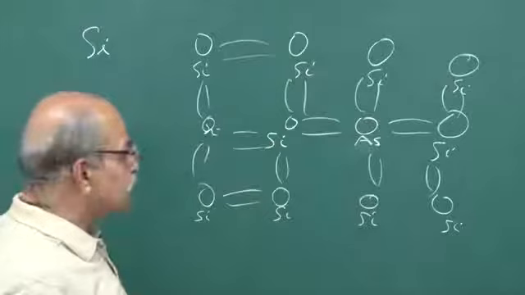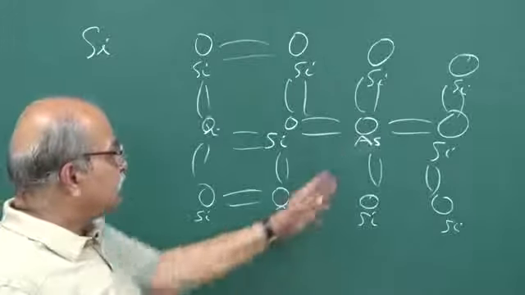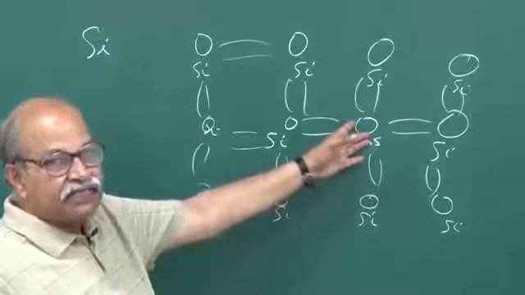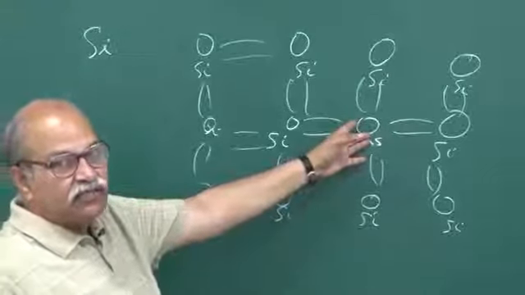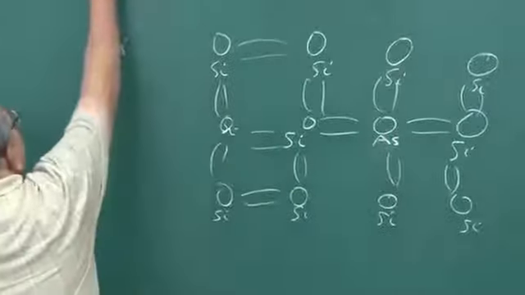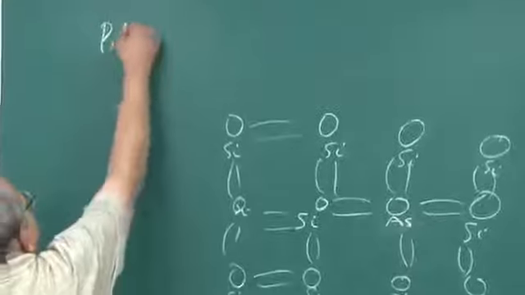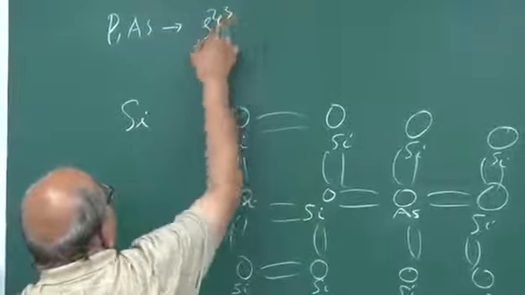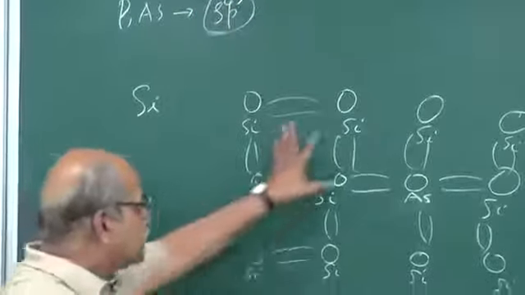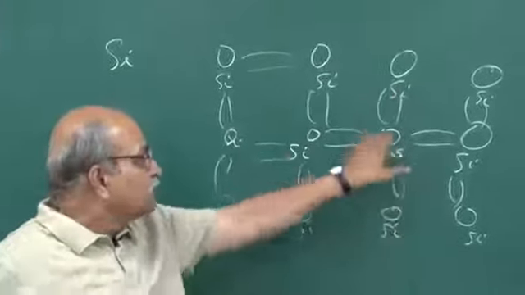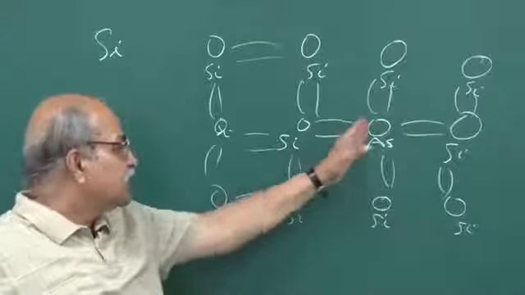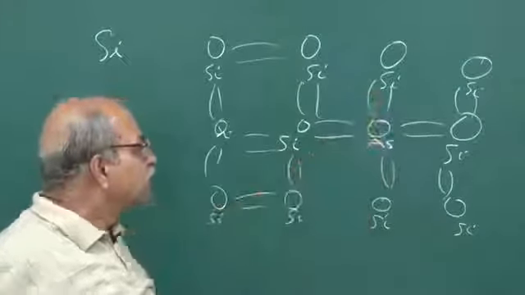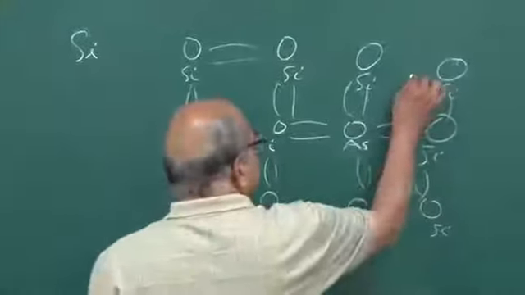This whole thing is neutral, but since arsenic is a pentavalent material, the outer electronic configuration for that phosphorus or arsenic will be s2p3. So there are 5 of them. In this crystal structure, 4 will go into these sp3 covalent bonds, but the 5th one will be there.